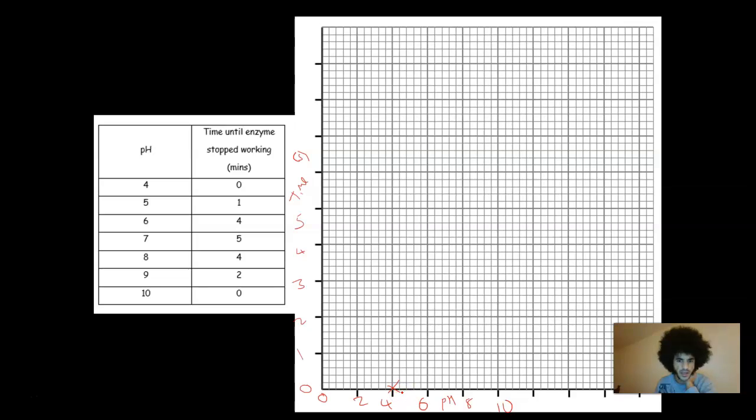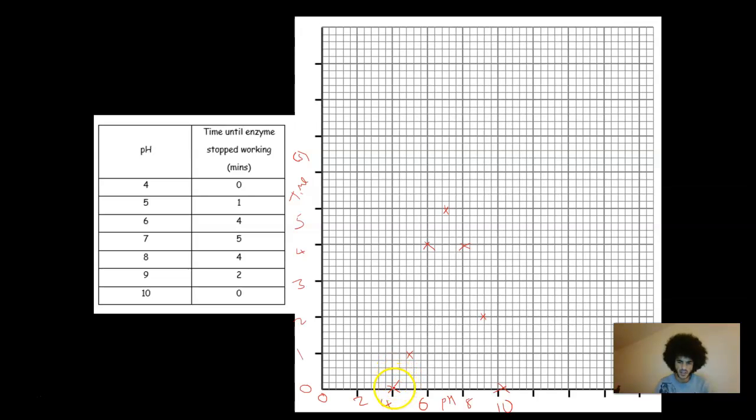Now, if I plot this data, at pH 4, it's got a time of 0, so I put a cross there. At pH 5, it's got a time of 1, which is there. pH 6, it's at 4. And then pH 7, it's got a time of 5. And then it goes back down to 4 again at a pH of 8, and then it goes down to 2, which is quite low, over here, and 0 at a pH of 10. So that's kind of the graph you've got.